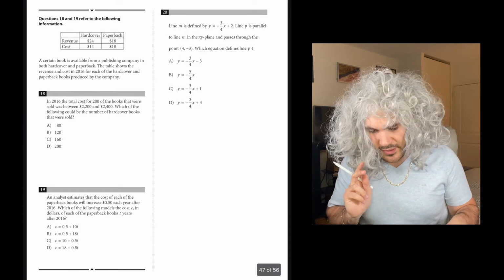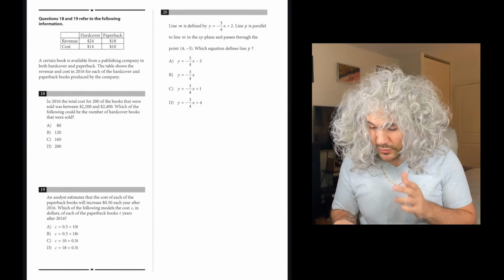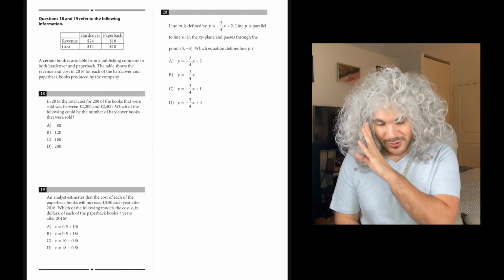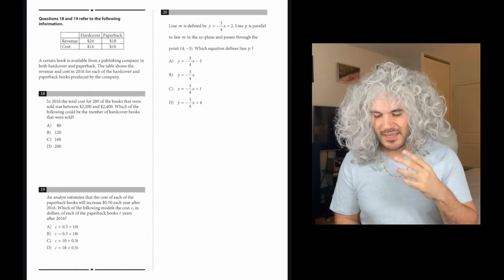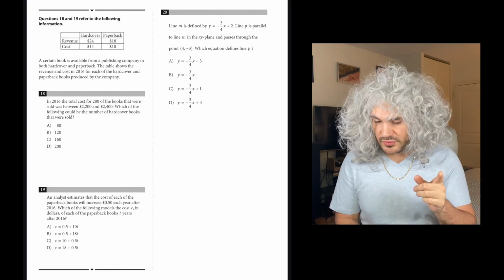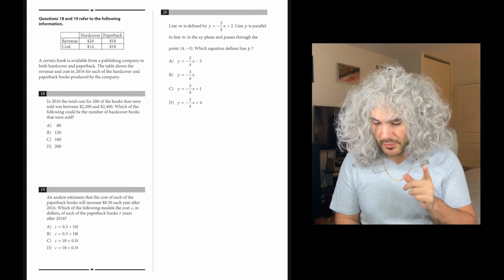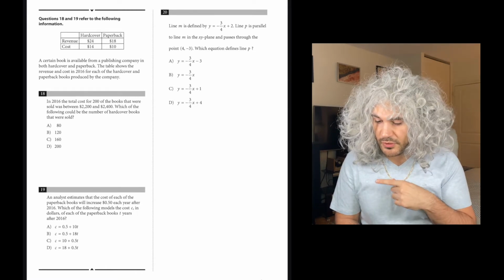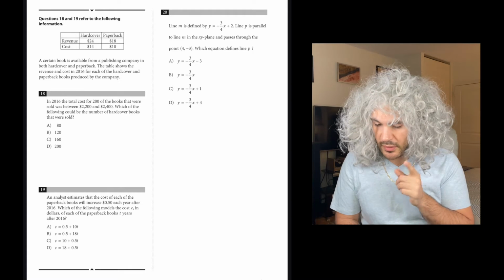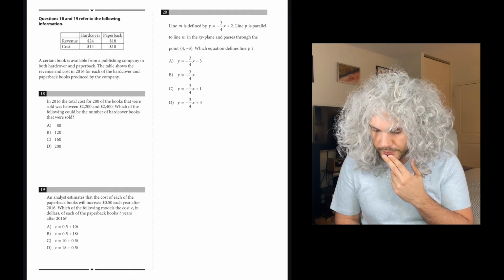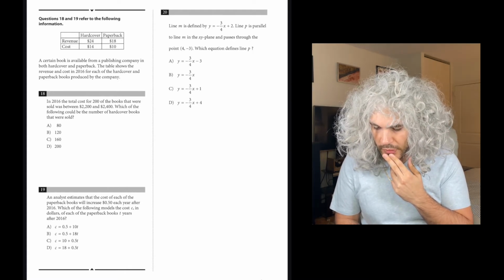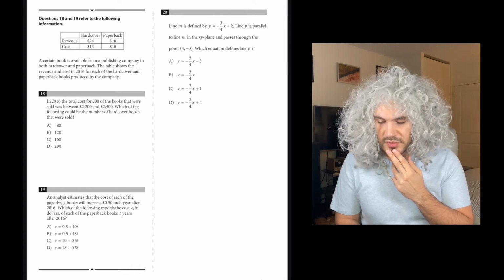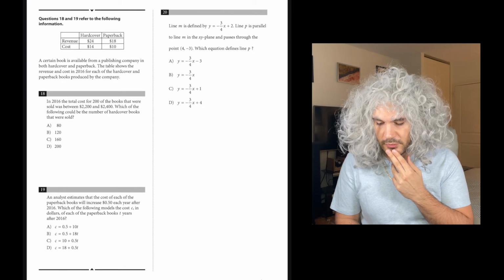Number 18. In 2016, the total cost for 200 of the books that were sold was between 2,200 and 2,400. Which of the following could be the number of hardcover books that were sold? Okay, so we're going to have to go through the answer choices and test them out.